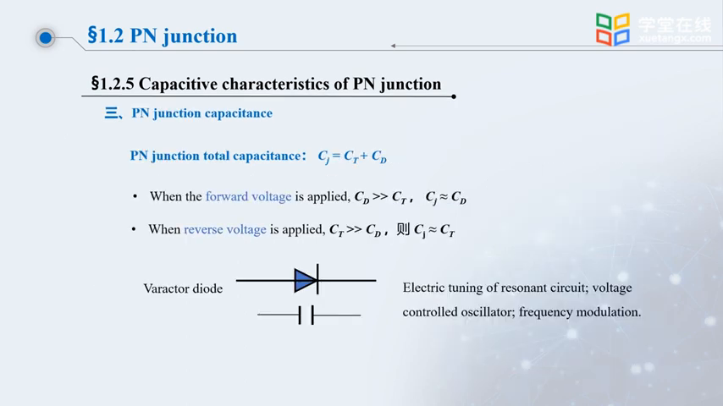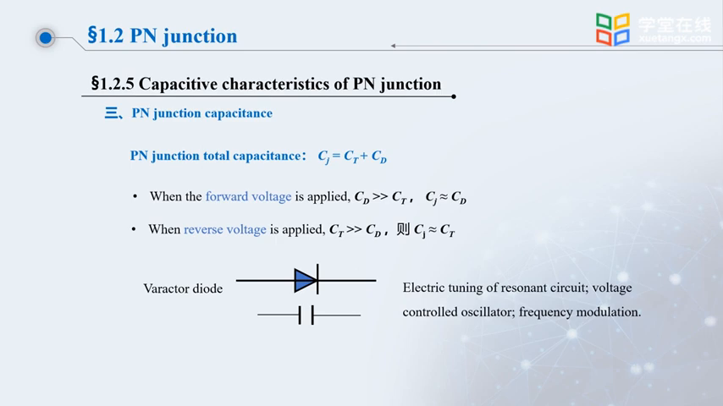For the capacitance of the PN junction, we use Cj to describe the total capacitance. It is equal to CT plus CD. When a forward voltage is applied, CD is much larger than CT, so the capacitance of the diode mainly appears as a diffusion capacitor, Cj is approximately equal to CD. When a reverse voltage is applied, CT is much larger than CD, so the capacitance characteristic at this time is mainly represented by the barrier capacitance, Cj is approximately CT.